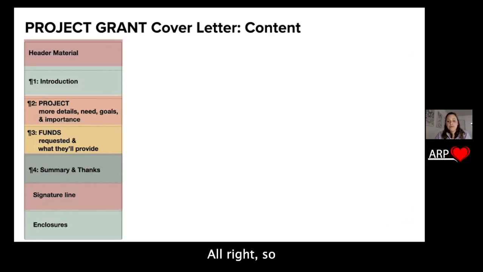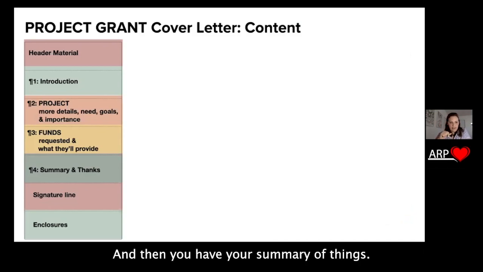All right, so it starts with the same header material. You've got your introduction and then your 2 body paragraphs. The first one talks about the project. The second one summarizes the funds that you're asking for and what they'll be used for. And then you have your summary and thanks.